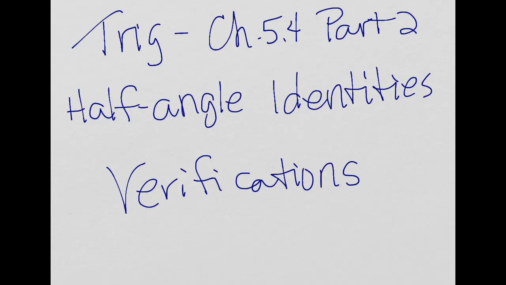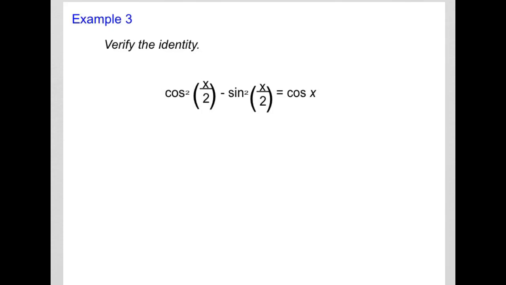Okay, welcome to Trig Chapter 5.4, Part 2, where we're going to do some verifications on half-angle identities. I will be doing just 3 identities, so this video should not take very long. The first one I'm going to verify is cosine squared of x over 2 minus sine squared of x over 2 and prove that it's equal to cosine of x.